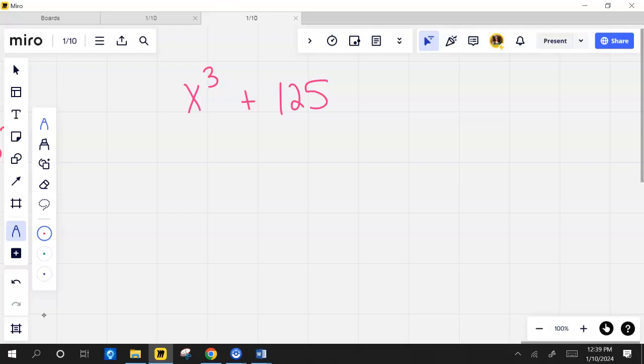All right. So I recognize this is not a quadratic, right? Because it's got a degree of 3. But I noticed that both of them are powers of 3. x times x times x is x cubed. 5 times 5 times 5 is 125. So this is one of those special patterns. This is a sum of 2 cubes. It has to be only 2 terms, but it could be plus or minus. We've got sum or difference of cubes, but only a difference of squares, right?